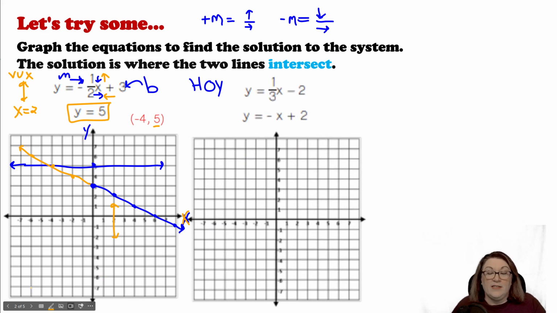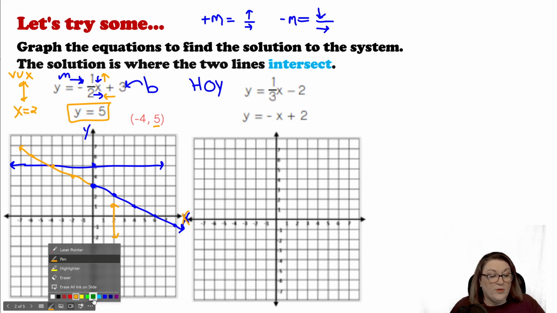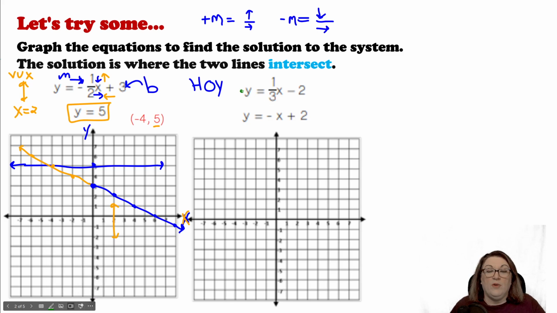Now we have this, and they're both in slope-intercept form, so this ought to be easier to graph. Let's start with green here. Okay, so this will be my green one. Again, we're going to begin with the b. The b this time is -2, so I'm going to go down here at -2 on my y-axis.